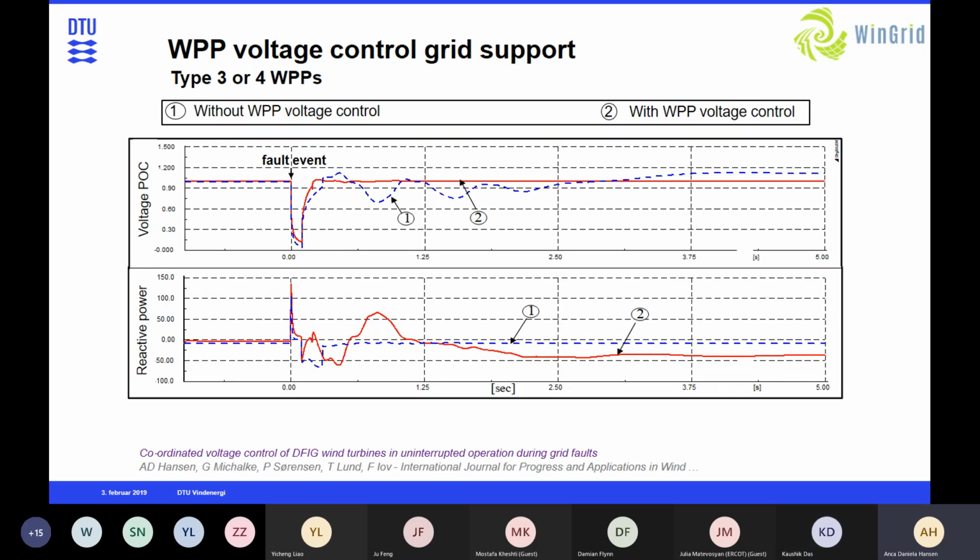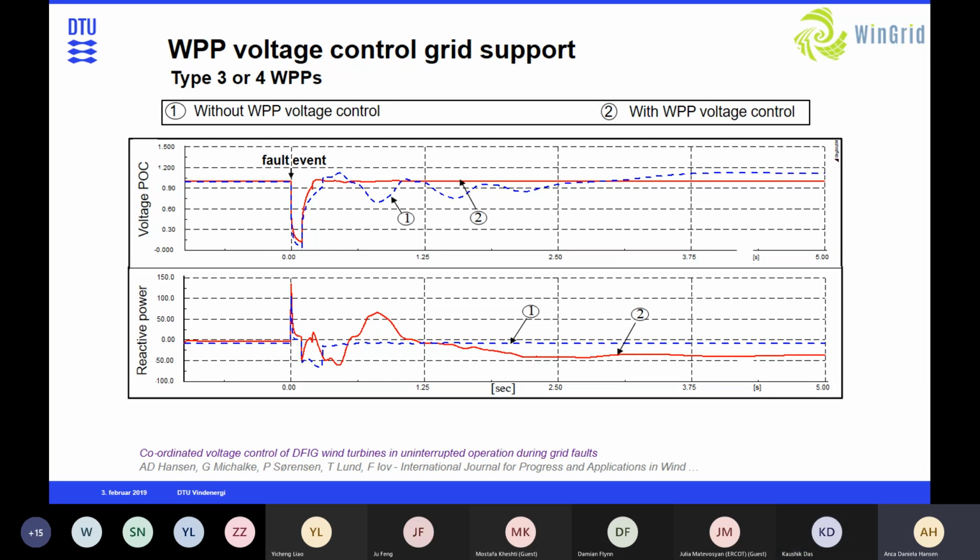So as you can see here, we have the voltage at the point of connection of the wind power plant, and its reactive power in two situations, with and without voltage control in the wind power plant. Notice that the voltage control is visible both during the fault and after the fault, and when the voltage control was not enabled, it's the blue curve here.